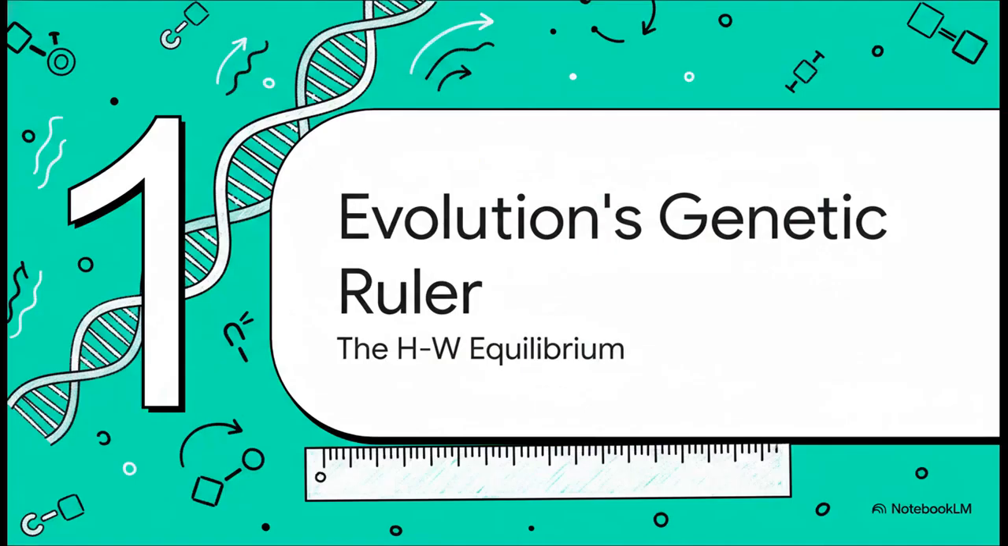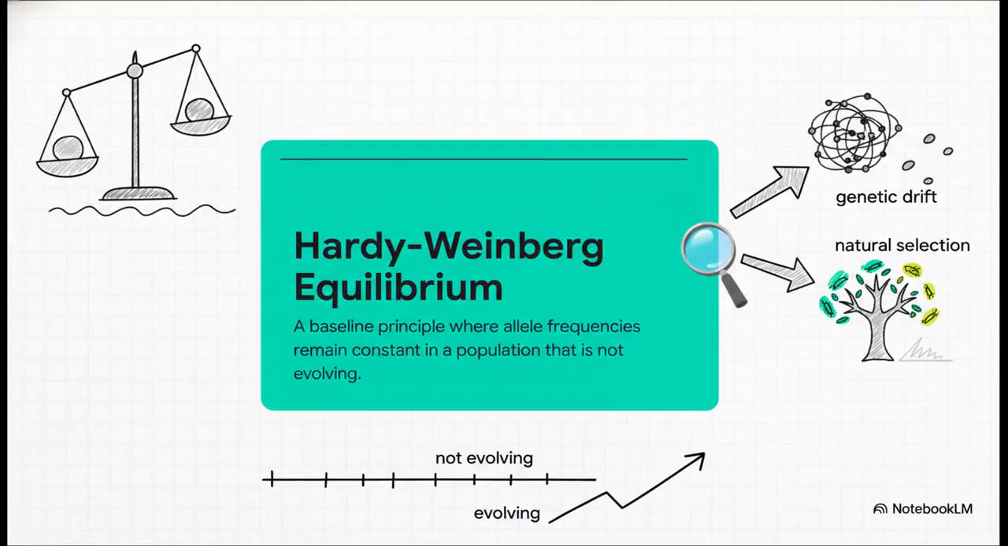Okay, our first tool is a really clever bit of thinking from population genetics. It's called the Hardy-Weinberg equilibrium. I want you to think of it as a perfect, unchanging genetic ruler that we can hold up against the real world to measure change. Now here's the twist, and this is the really cool part. The Hardy-Weinberg principle describes a population that is not evolving at all. It's completely static. It's basically the control group in a giant experiment.